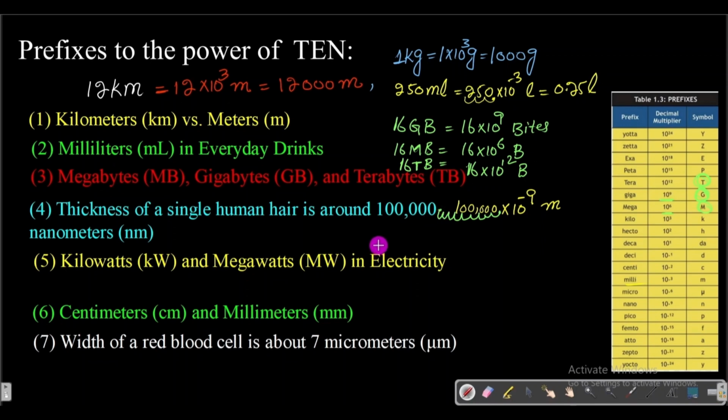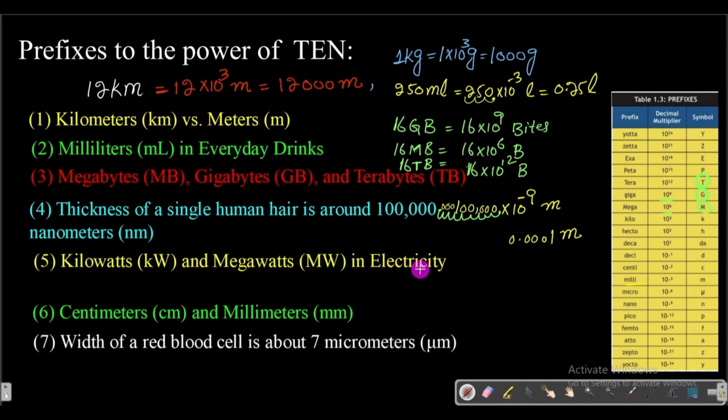Okay, the point is now here. So for this we will write zeros. So here it becomes equal to 0.3 zeros and 1 meter. So 100,000 nanometer is equal to 0.0001 meter.